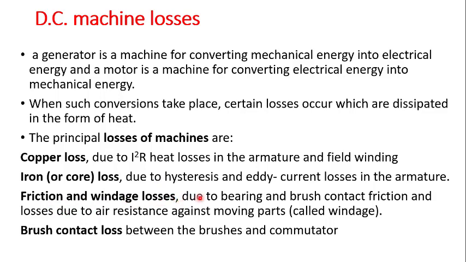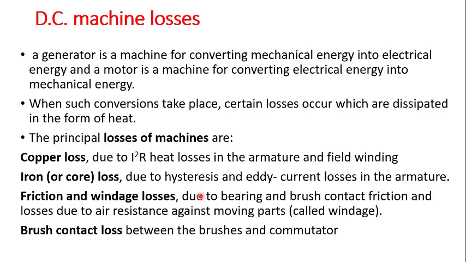Now, the next is friction and windage loss. This is due to bearing and brushes contact, friction, and losses due to air resistance against moving parts. You know that DC machines are moving machines. Whenever there is a moving object, there will be some sort of friction and windage. There will be friction in the bearings. There will be friction as a result of the brushes, which are connected to the commutator. So as the machine moves, there will be friction because of the brush connection. So take note of that. That is the brush contact loss between the brushes and the commutator.